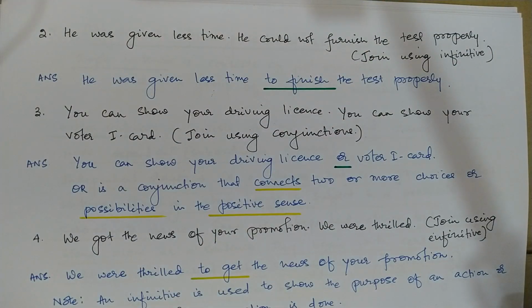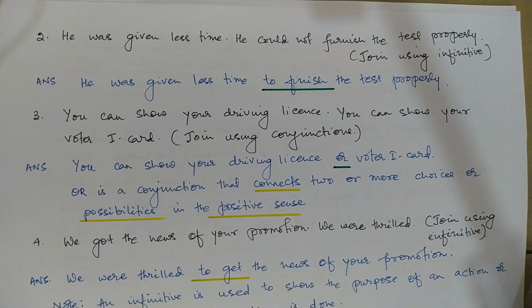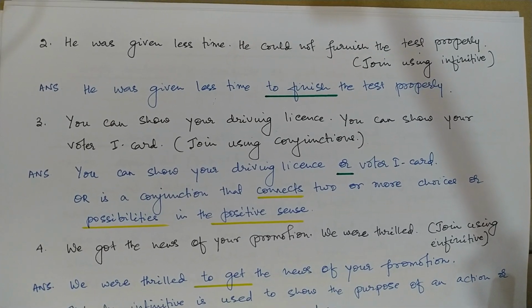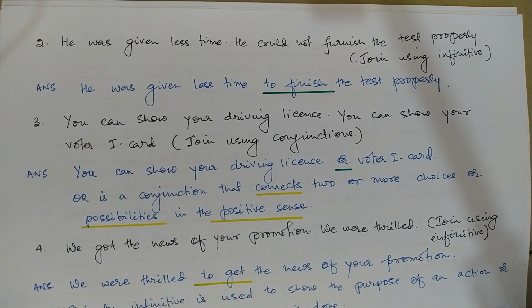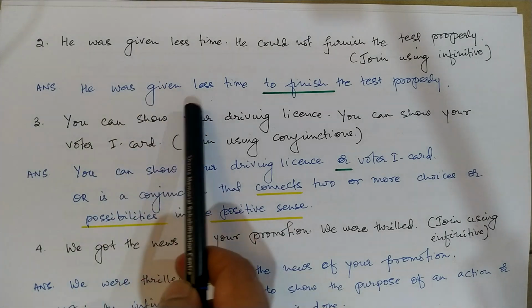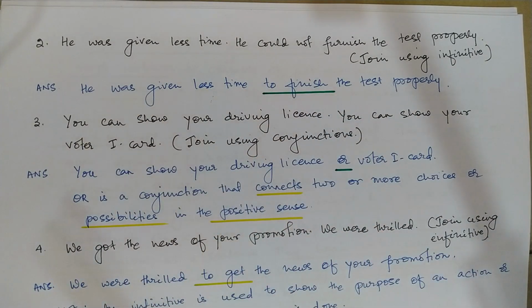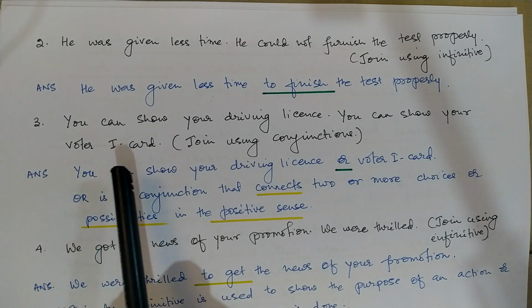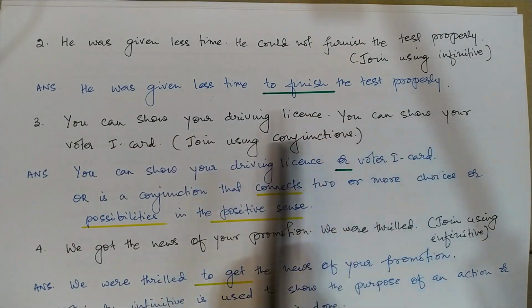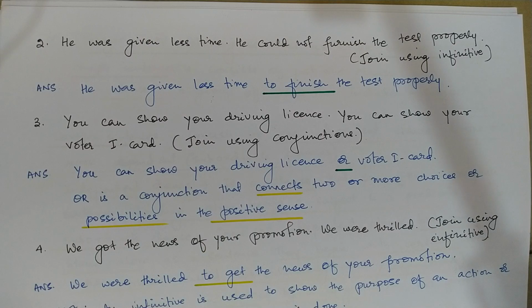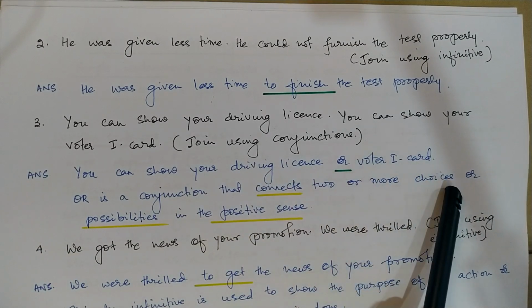Next, number 2. He was given less time. He could not finish the test properly. Join using infinitive. Now infinitive starts with base form preceded by to. So he was given less time to finish the test properly. Number 3. You can show your driving license. You can show your voter ID card. Join using conjunctions. Answer will be you can show your driving license or voter ID card.